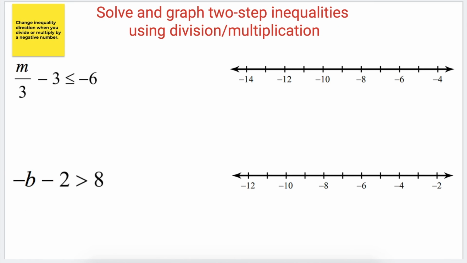So let's solve and graph the following two-step inequalities using division and multiplication. Remember to keep in mind that you must change the inequality direction when you divide or multiply by a negative number. So the first math problem is m divided by 3 minus 3 is less than or equal to negative 6. So the first thing we have to do is to move that negative 3 over to the right side. And because it's a negative, we're going to move it to the right side and make it a plus 3. So the only thing that's going to remain on the left side is m divided by 3. The sign remains the same, less than or equal to, and when you add negative 6 plus 3, you get negative 3. So the second step is going to be to multiply both sides by 3.